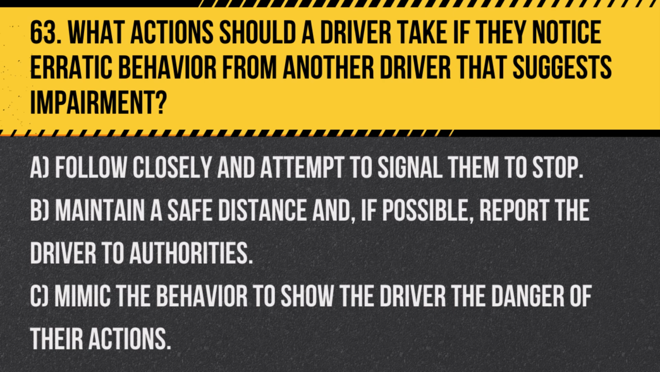Question 63. What actions should a driver take if they notice erratic behavior from another driver that suggests impairment? A. Follow closely and attempt to signal them to stop. B. Maintain a safe distance and, if possible, report the driver to authorities. C. Mimic the behavior to show the driver the danger of their actions.